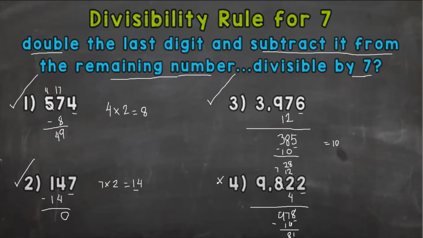So again, remember, for the divisibility rule for 7, we double the last digit and subtract it from the remaining number. If your answer is divisible by 7, then that whole number can be divided by 7 without giving us any remainder. Okay, shall we proceed to the next one?